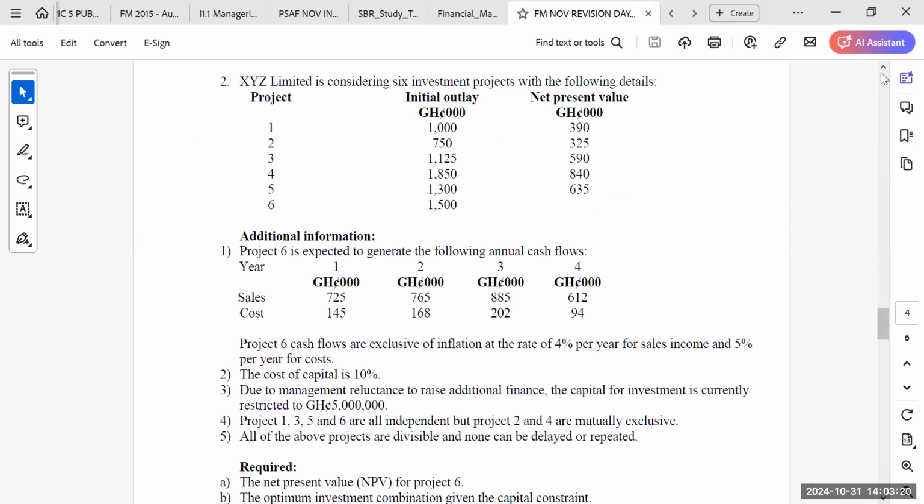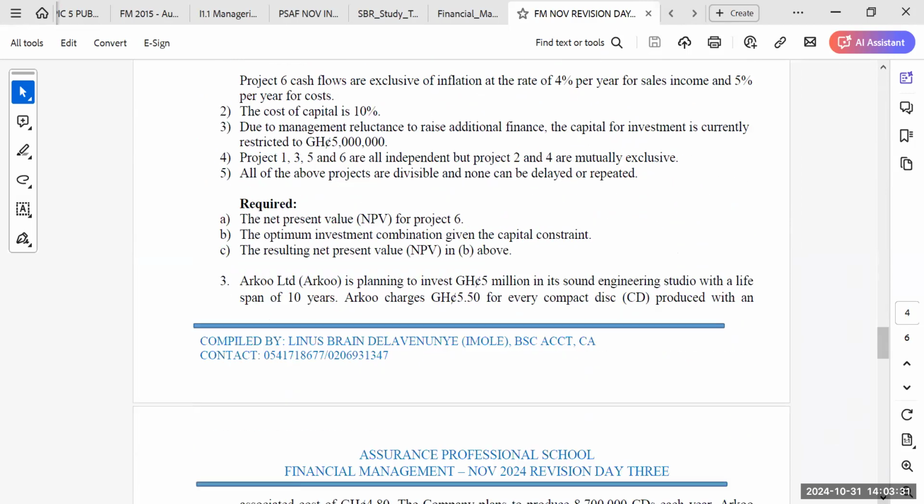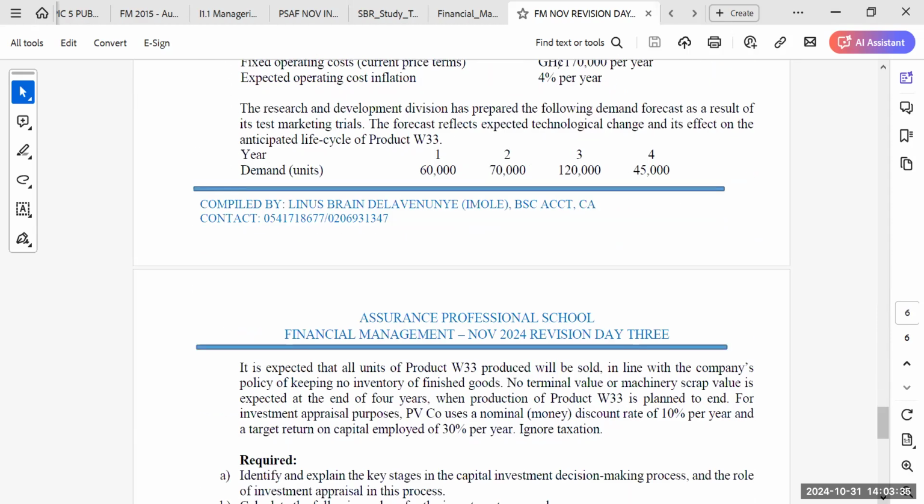Okay, let's do something on the profitability index. Okay. So take the two for us. Let's see. Okay. XYZ Limited is considering 6 projects.